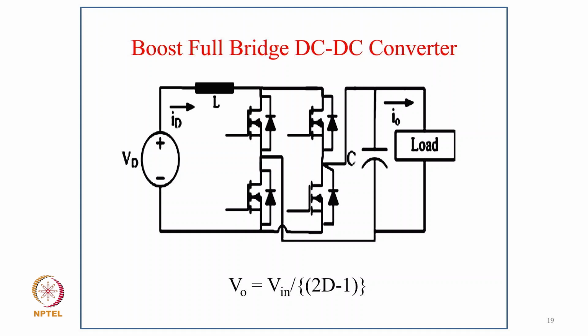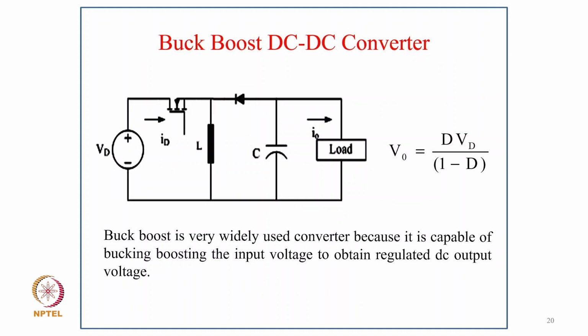You put the inductor at the input, it becomes a current source with the supply, and then we have a bridge similar to earlier, with the output filter capacitor. So then it becomes VO equal to Vin divided by 2D minus 1.